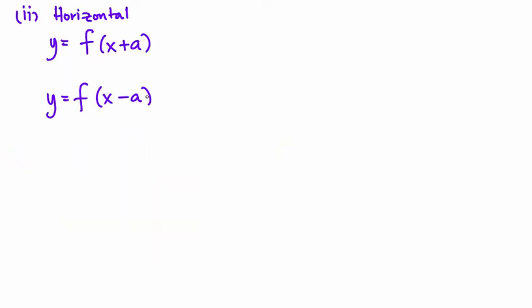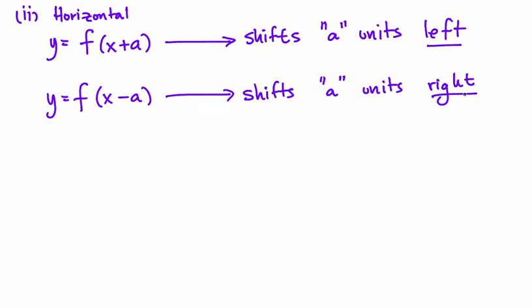The same thing works horizontally, the same sort of idea. So if you change the x value to x plus a or x minus a, it shifts the graph horizontally, which is left and right. So the rule is that when x becomes x plus a, it actually shifts it left. So this is opposite to what was happening before, and x minus a shifts it to the right. So an example looks like this.